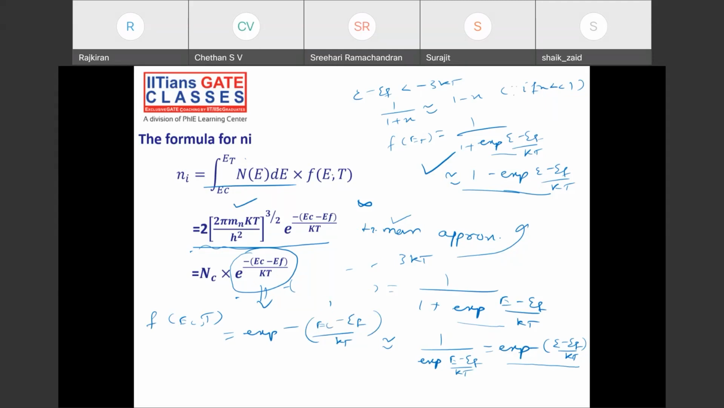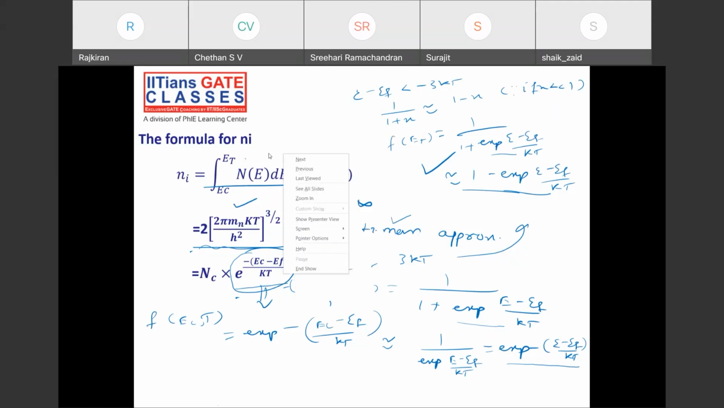You have done a lot of calculation, putting in all the approximations. What you got here is nothing but the Fermi-Dirac probability at the bottom of the conduction band. Right? That is right or not? Clear. So then, what will happen?